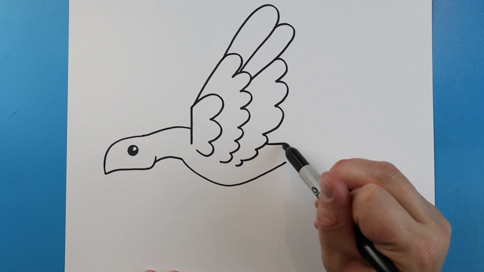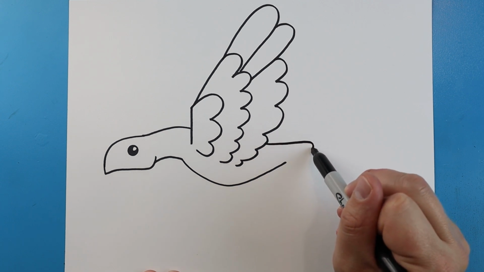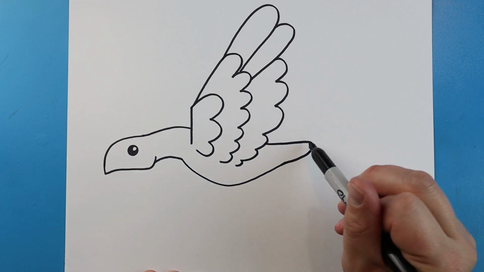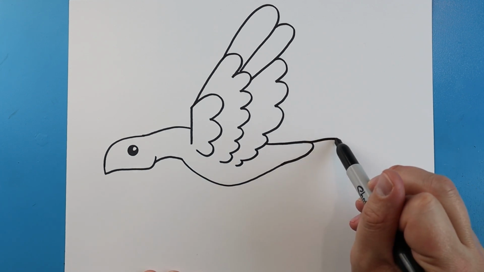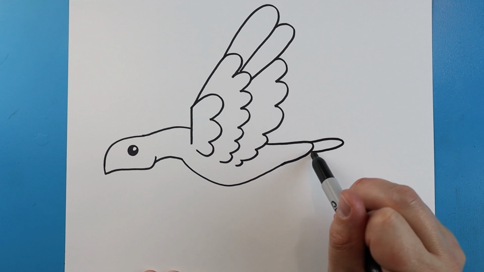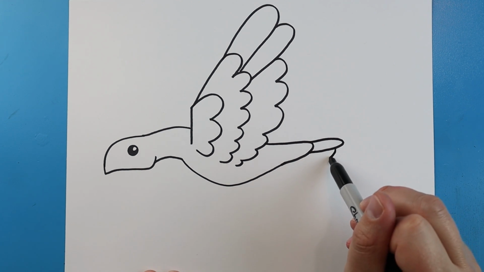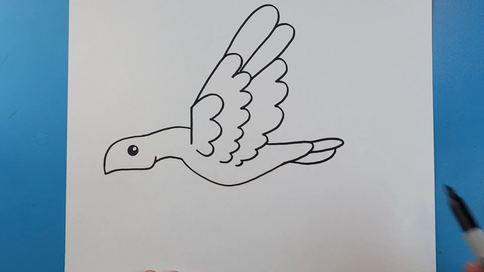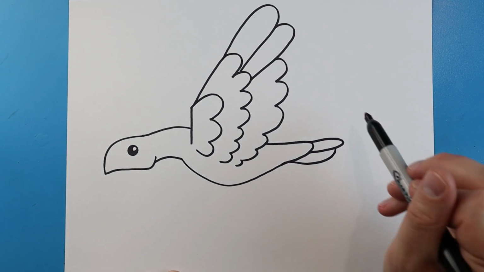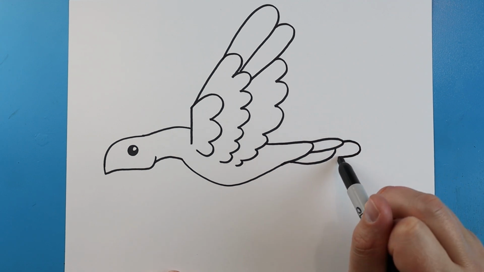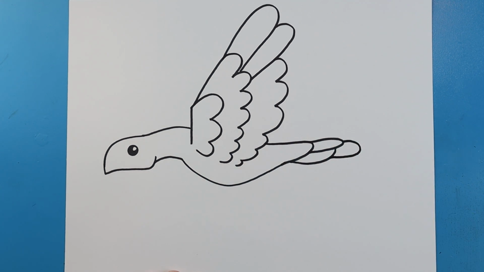Starting here, I'm going to draw a line that comes out and it's going to come back to here. Right here, I'll make a line that goes out and then it comes back. And I'll make a little line that goes down and then comes up to here. Right here, we're going to make a line that goes out, then it comes back.